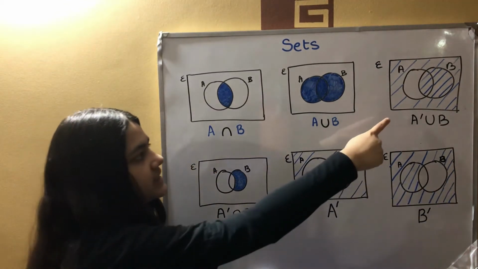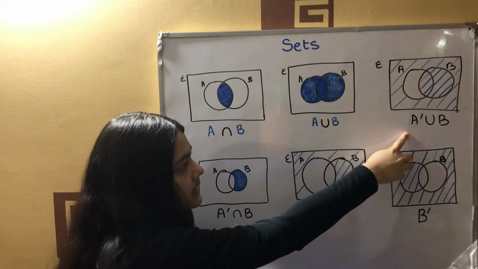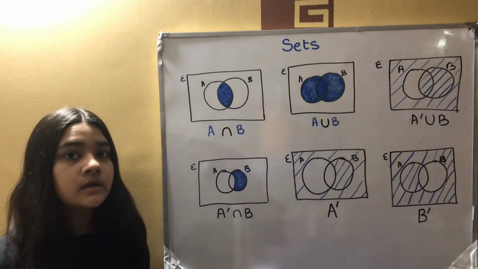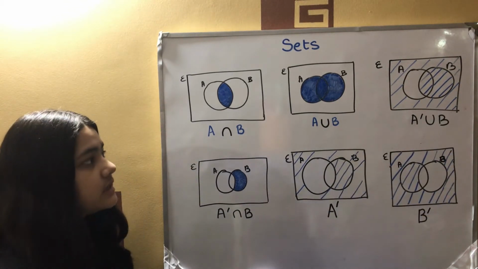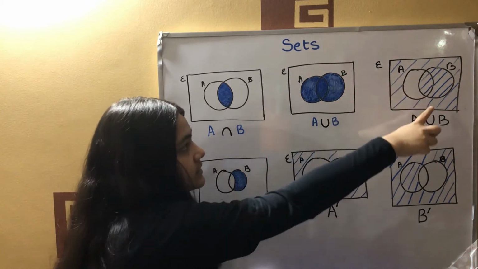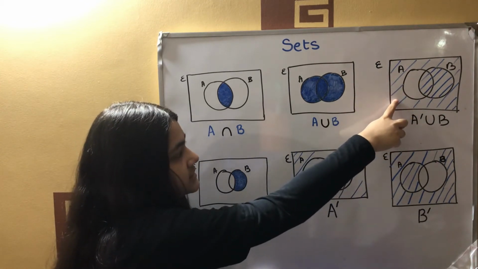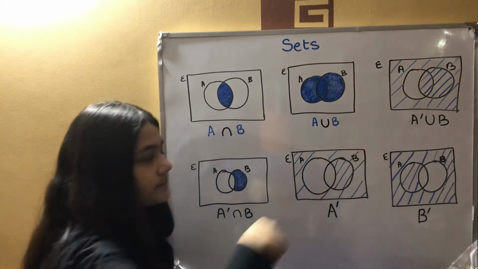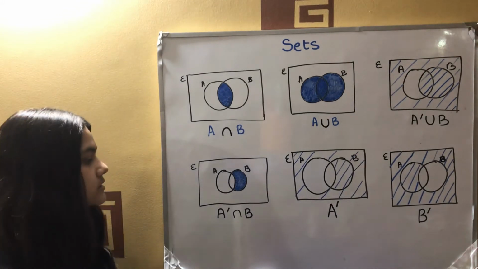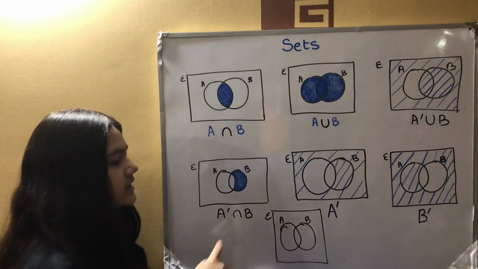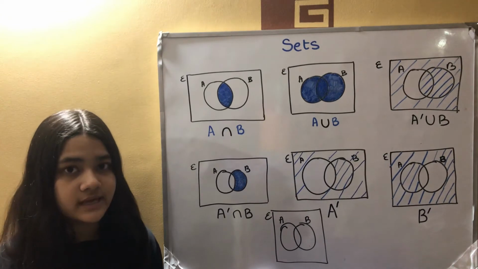Here we have another Venn diagram, complement of A union B. So here you can see we have shaded everything within the universal set except this part. Why is that? Let's look at a Venn diagram where none of the region is shaded.